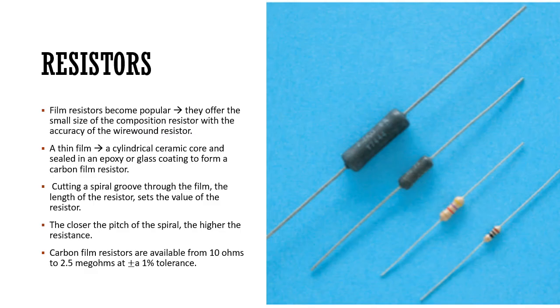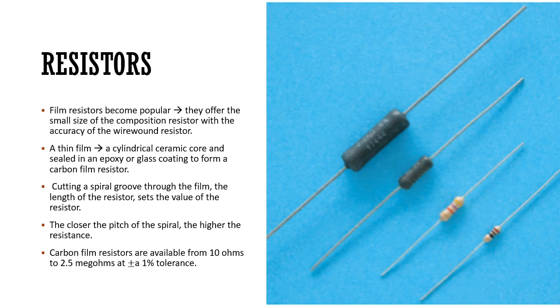Film resistors have become popular, as in figure, because they offer the small size of the composition resistor with the accuracy of the wire wound resistor. A thin film of carbon is deposited on a cylindrical ceramic core and sealed in an epoxy or glass coating to form a carbon film resistor. Cutting a spiral groove through the film, the length of the resistor, sets the value of the resistor. The closer the pitch of the spiral, the higher the resistance.